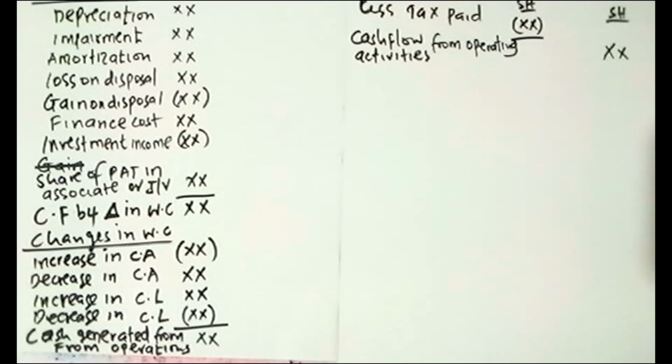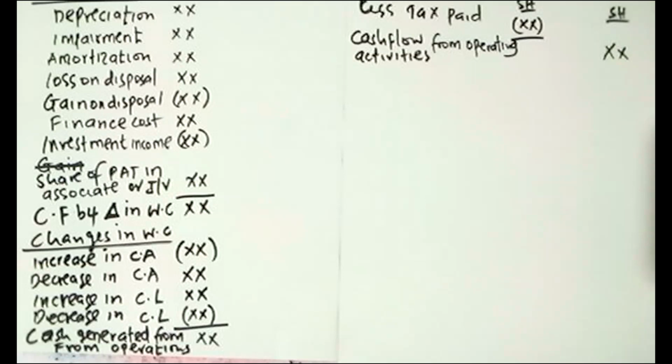Then we have loss on disposal. Remember that if you disposed of an asset and got a loss, that is an expense, you add back. Because in order to get profit before tax, it could have been deducted. Now we are adjusting against that profit before tax. Again, a gain on disposal could have been added, we subtract. Finance cost, you can see it could have been deducted, we add. Investment income, it could have been added because to get profit before tax, investment income is an income. So obviously it could have been added. Now we are adjusting against the profit before tax, we deduct.